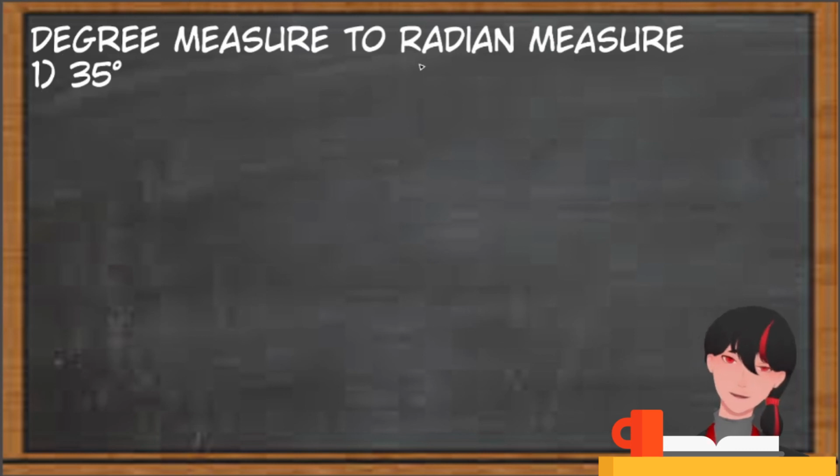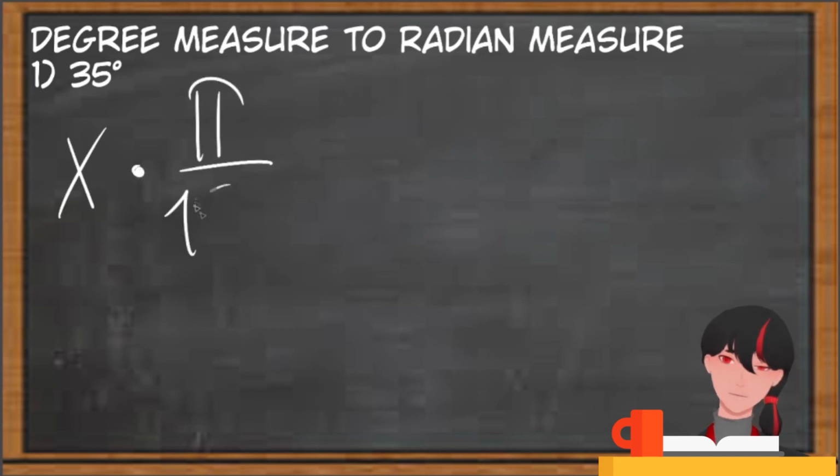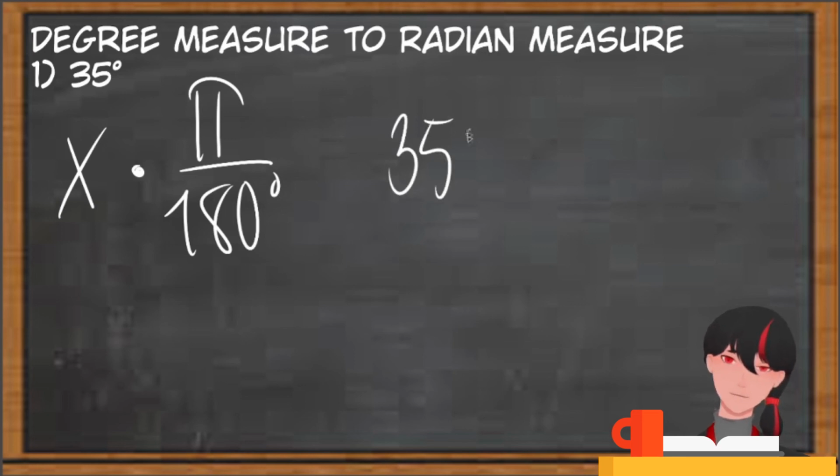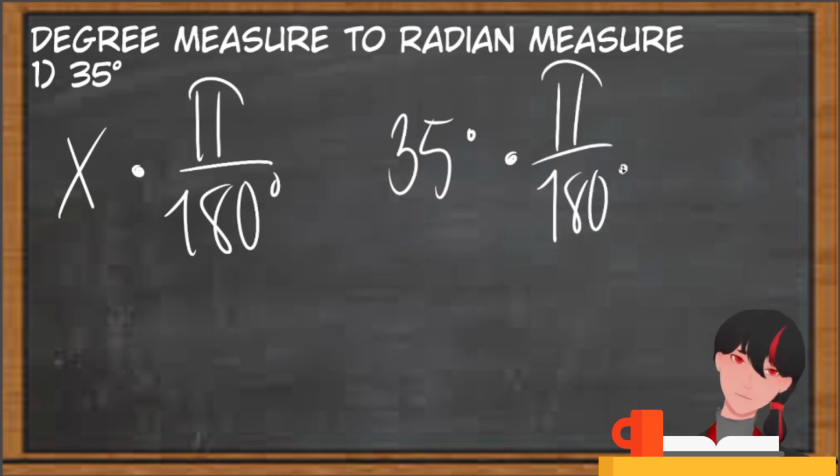Now, how do I usually go about that? Well, I usually just write down the formula first, which would be x multiplied by pi over 180 degrees. After I write down the formula, I usually just substitute the given, which would be 35 degrees. So it would be 35 degrees multiplied by pi over 180 degrees. Considering that 35 degrees is a whole number, we can just assume that there is a denominator of 1. So, yeah, it's a denominator of 1 already. Now, at this point, you just simplify.